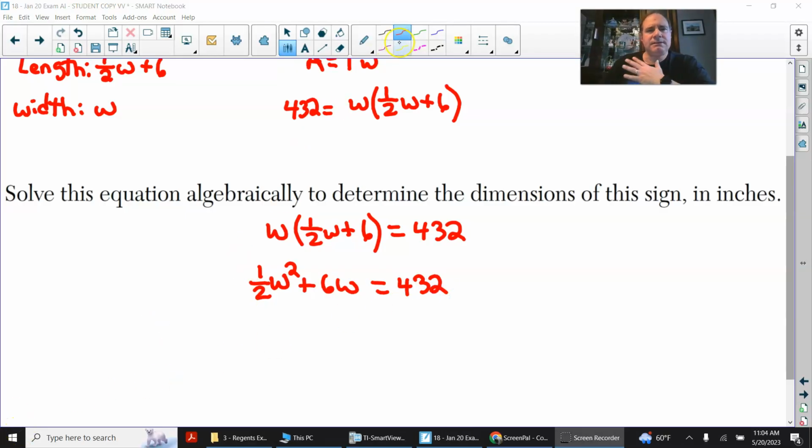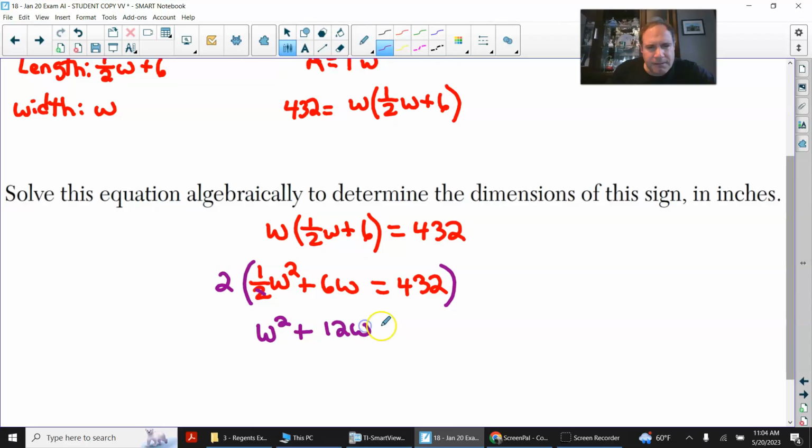To make it easier for myself, and this is just because I don't like the half, I'm going to multiply this whole thing by 2. So the 2 and this 2 cancel out, and I get W squared plus 12W equals 864.